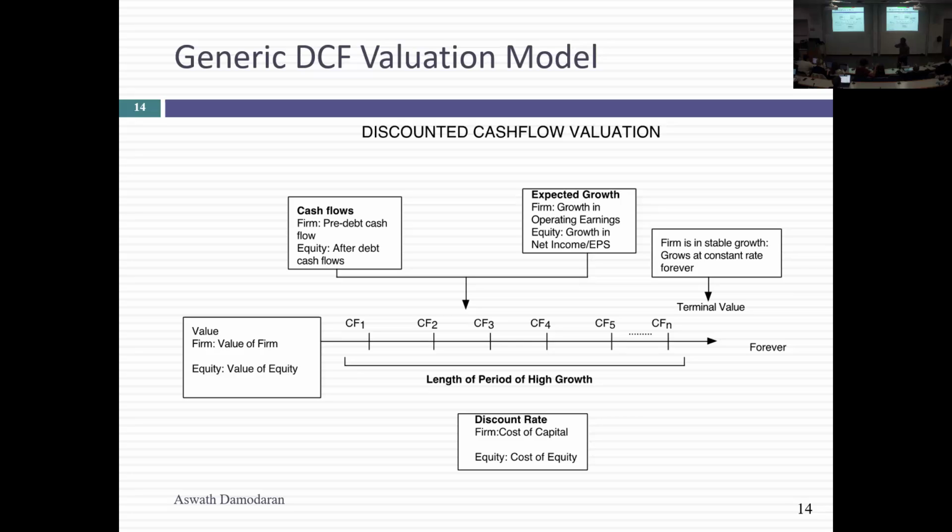So let's break it down. If you do a DCF model, you'll have cash flows for the life of your estimation, a terminal value that captures the present value of the cash flows beyond that, a discount rate that is matched up to the cash flows, and a present value. Every discounted cash flow model is a variant on this generic approach.